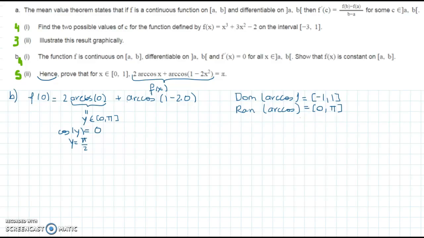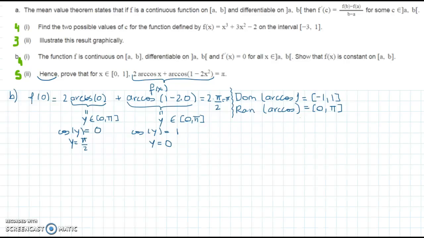Now let's look at this term over here. This is actually just arccosine of 1. And this is going to be a value y, again in the interval [0, pi]. And we know that cosine of y has to be 1. That's what 1 minus 2 times 0 is. So on that interval, we want y to be 0. So that second term disappears, and we show that 2 times pi over 2 is the value of the function at 0, which is pi. Let's just move this here a bit.